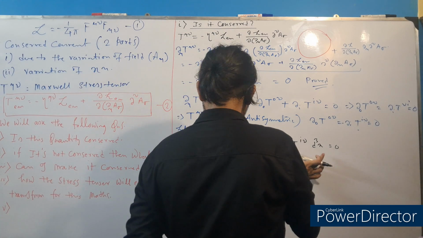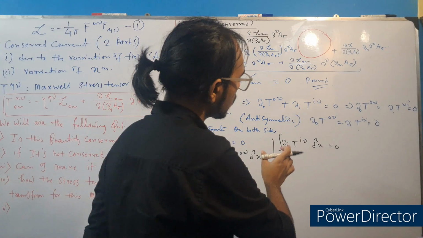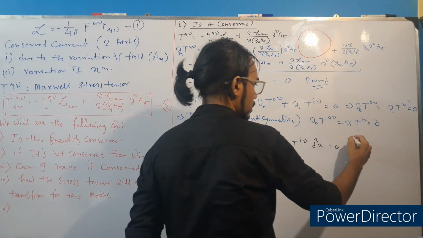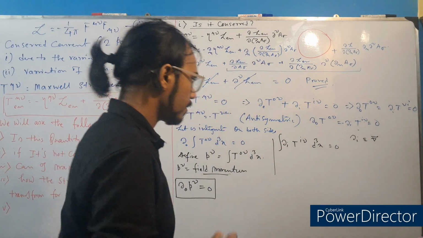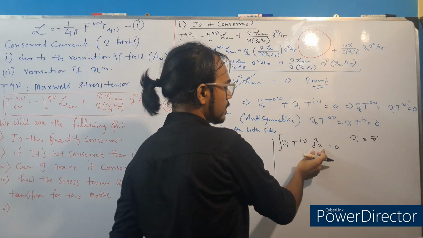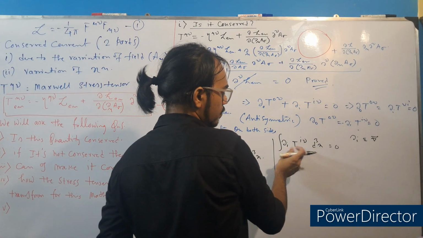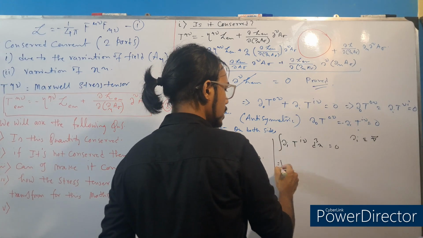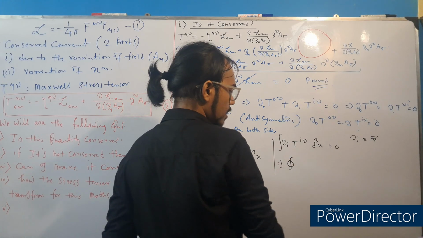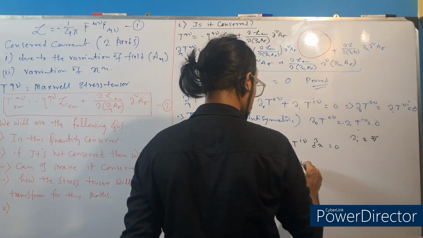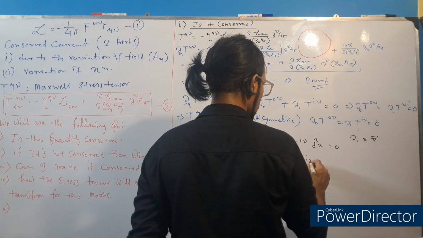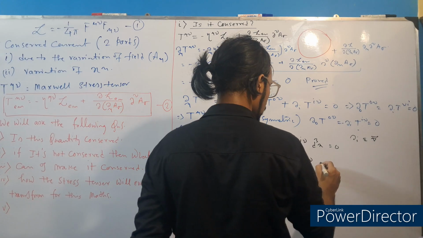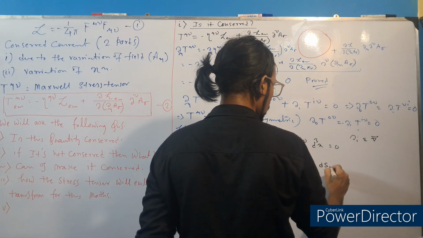Similarly, if we notice this part, this del I is equivalent to the gradient operator. And here we have a volume element. So gradient of something with volume integration, I can write as a closed surface integral T I nu ds nu.